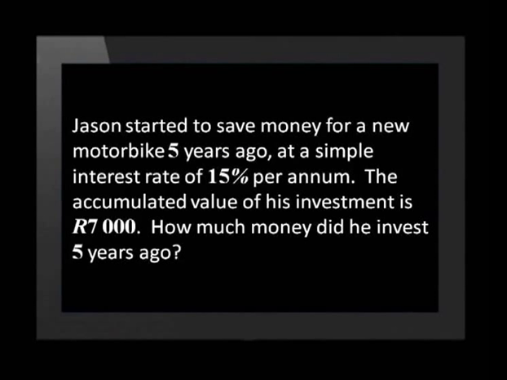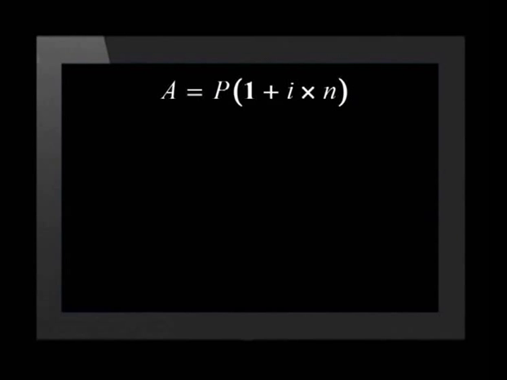Let's have a look at some more examples using the simple interest formula. Jason started to save money for a new motorbike 5 years ago at a simple interest rate of 15% per annum. The accumulated value of his investment is 7,000 Rand. How much money did he invest 5 years ago? Remember that the first step is to write the formula and the values of all the known variables. A is the accumulated amount of 7,000 Rand. We don't know the value of P, so we'll put a question mark in place of a value.